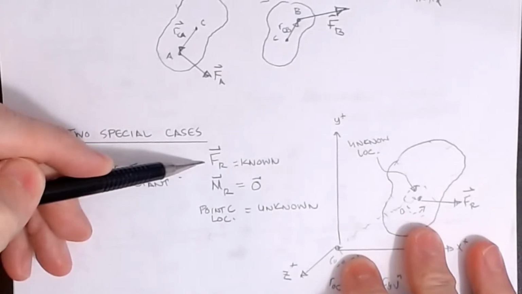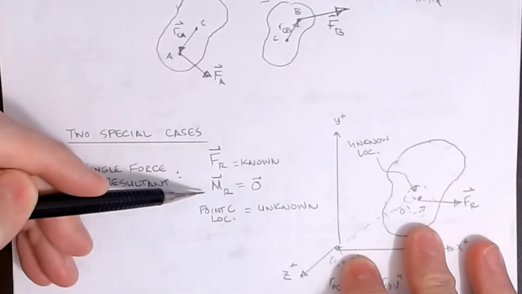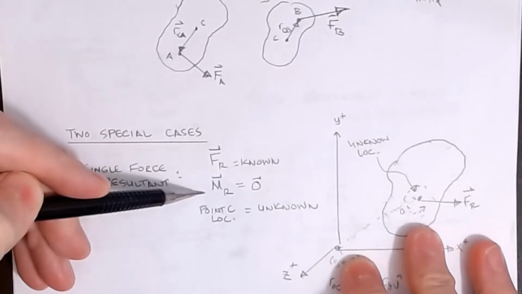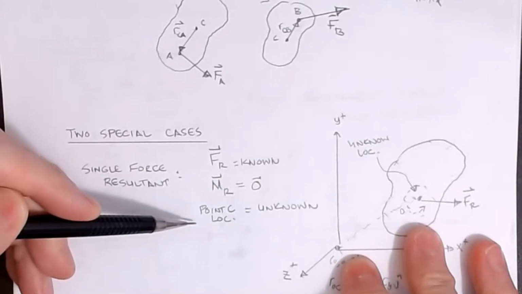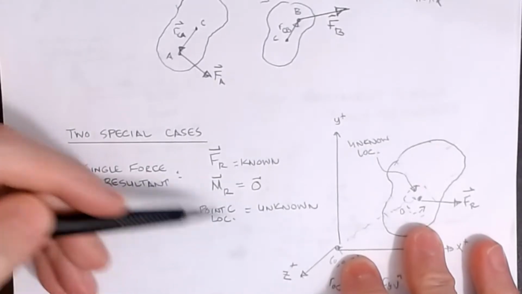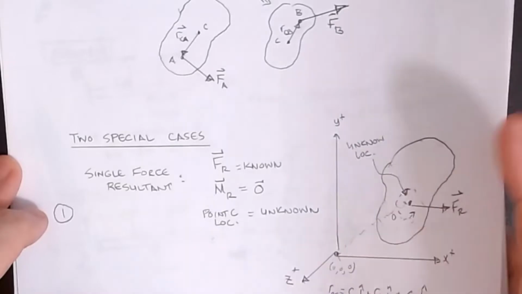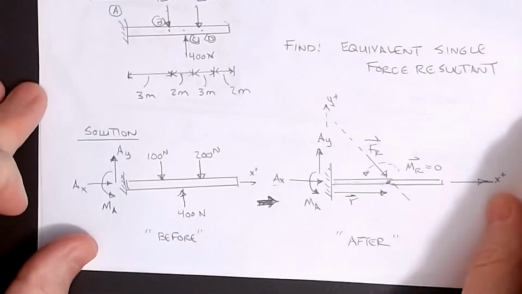First off, we know the resultant, and we can find that. We know that the MR value has to be 0 at that location, and that point where this is all occurring is an unknown location. So what that basically means is that if I draw a before and after picture, this is what I've kind of implied.